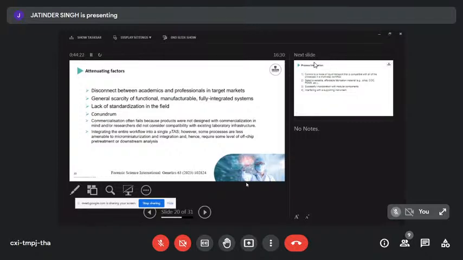There is a general scarcity of functional, manufacturable, fully integrated systems. The DNA forensic system is kind of close, but the sample prep is not fully integrated. And it only has a very limited scope for application. So despite years and years of development, there is not a lot out there.